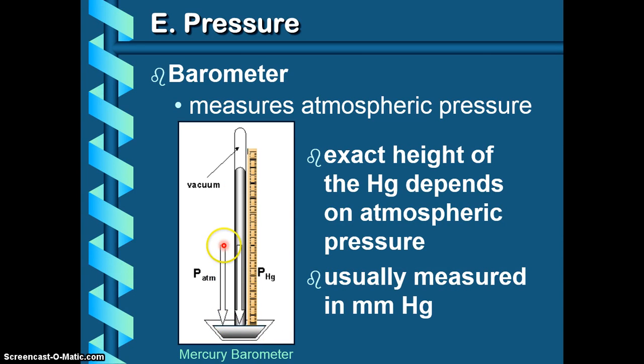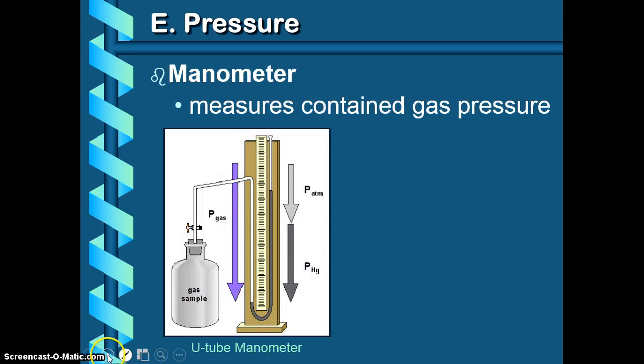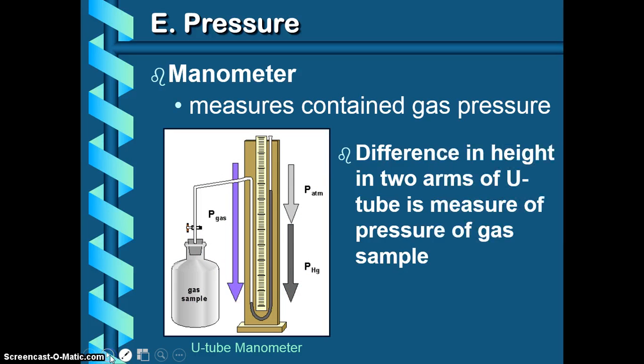So as the atmospheric pressure increases, so will the amount of mercury in the tube. It will increase as well. This is measured in millimeters of mercury because it is a mercury barometer. On the other hand, we can use a manometer to measure the pressure inside of a contained gas.